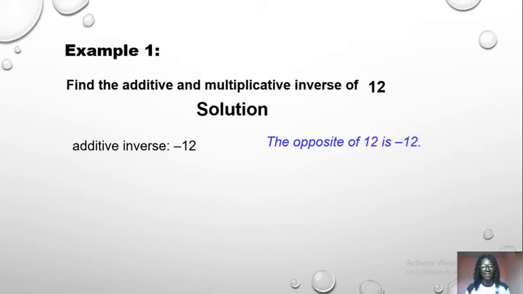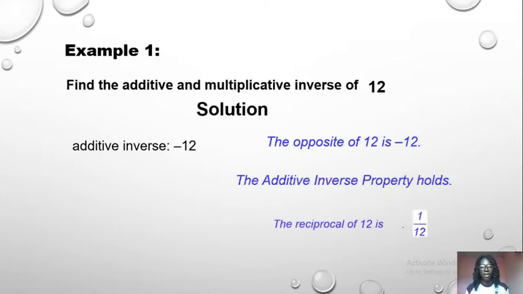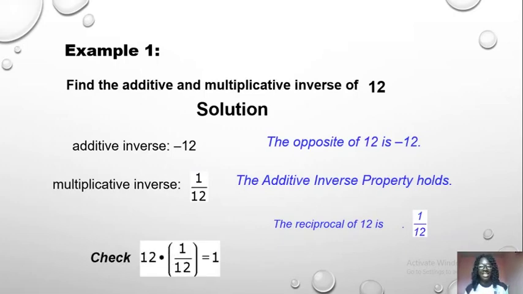0. Okay, so therefore the additive inverse holds. So the reciprocal of 12 is 1 divided by 12. So in this case, you don't have to worry that if here is positive, here has to always be positive. It's just that you're taking the reciprocal. So therefore the multiplicative inverse of 12 is 1 divided by 12. So if you want to check, you multiply it together and you have 1. So that's just it.